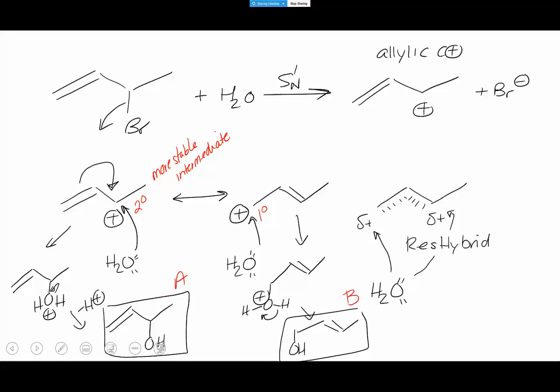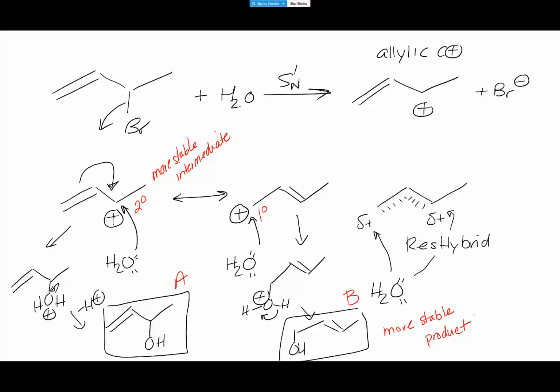Have we done reactions where we form the more stable product? That's Zaitsev. That's the Zaitsev rule. So you could make an argument for B that it's the more stable product, and so therefore I'm going to form B as my major product. So we could argue this from both sides. We could say A is going to be the major product because it comes from the more stable intermediate. B is going to be the more stable product, and it will be the major product.